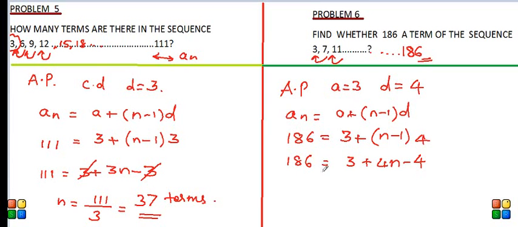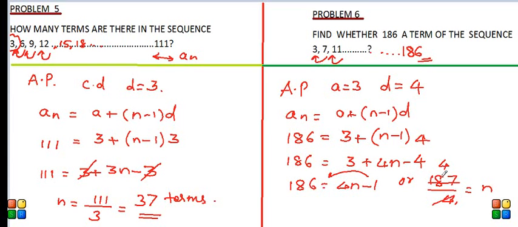So 186 is equal to 4n minus 1, or minus 1 goes to this side, 187 by 4 is equal to n, and this should exactly get divided by 4. But in this case we know 4 1s are 4, 4 4s are 16, 4 6s are 24, and it is not exactly getting divided. We are getting an answer in point something, 4 7s are 28. So this is not a natural number, hence this cannot be a term of the sequence.